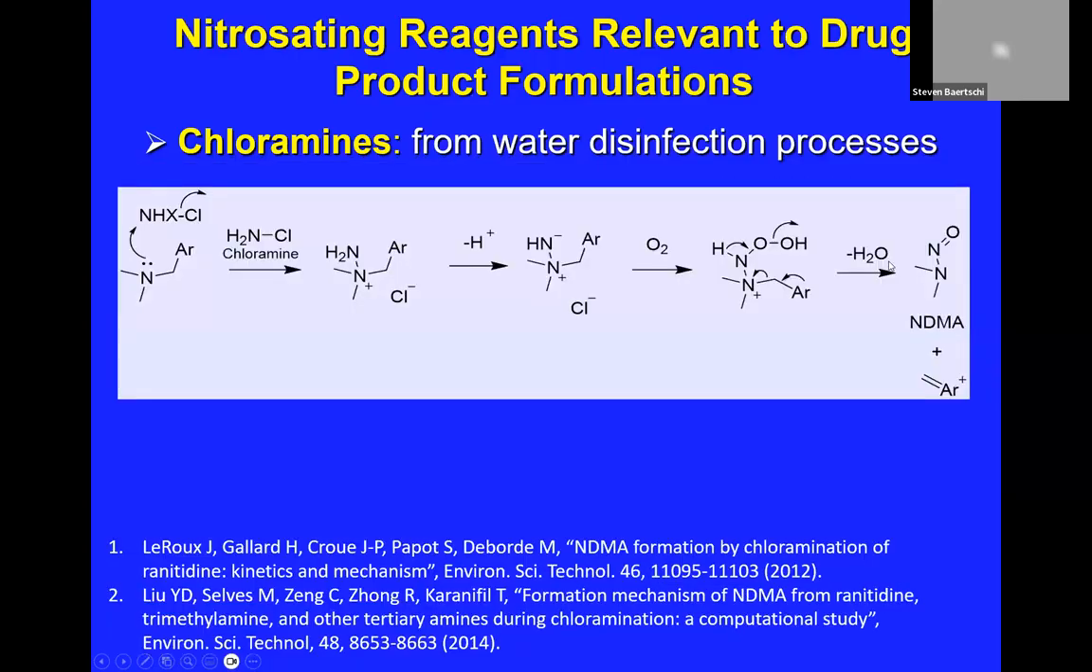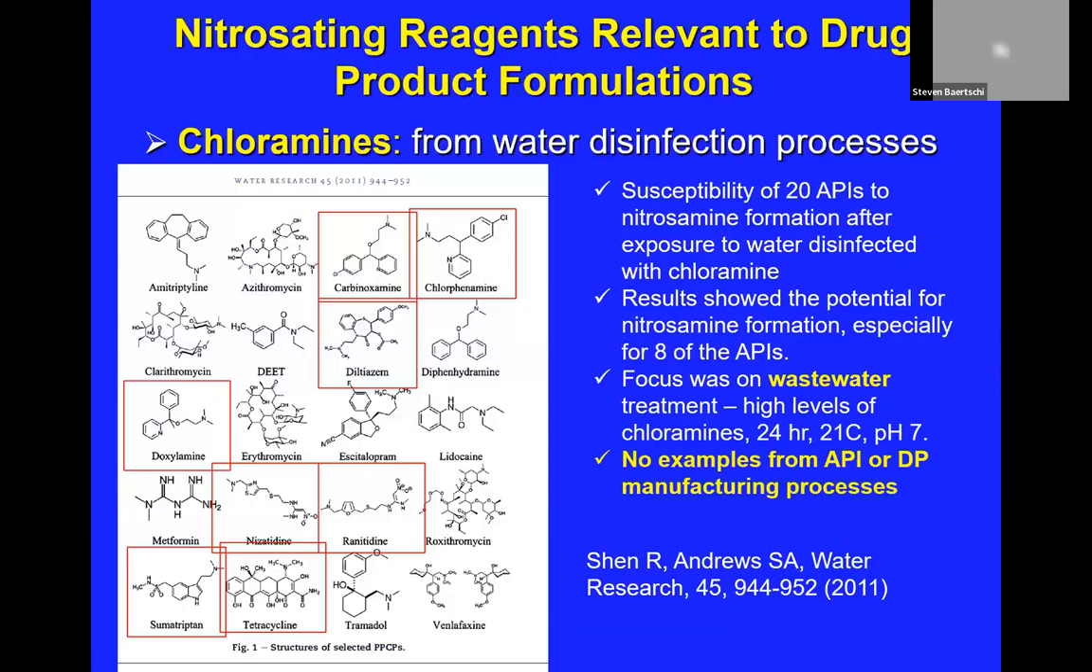I'll give you some examples here for chloramines from water disinfection processes. In this water research paper from 2011, they looked at 25 drugs, I guess it was 20 APIs, and they found that 8 of the APIs were susceptible to N-nitrosation from chloramine during water disinfection. However, the focus of this article is on wastewater treatment before release into the environment.